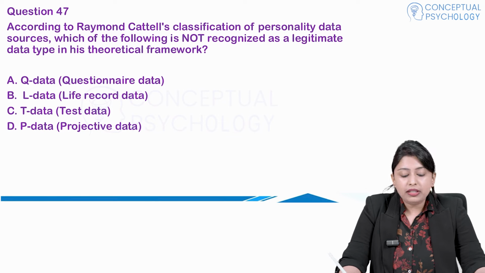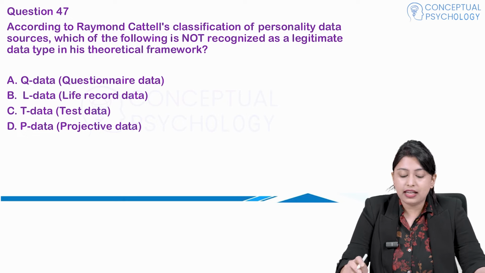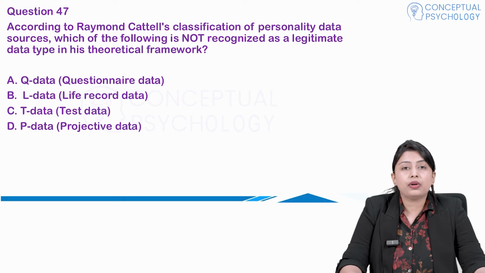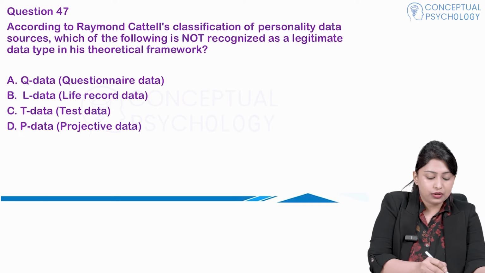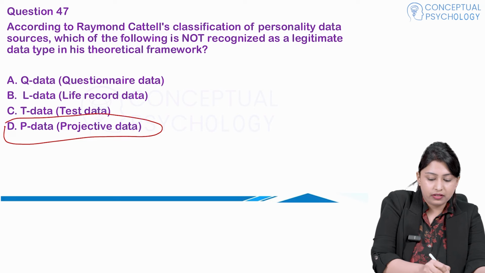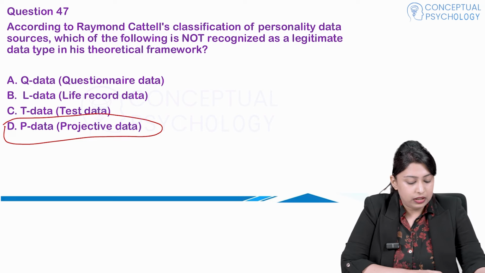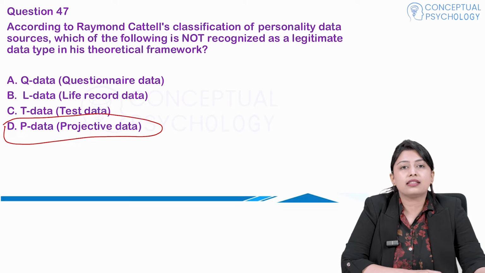Now, according to Raymond Cattell's classification of personality data sources, which of the following is not recognized as a legitimate data type in his theoretical framework? Is it Q data, L data, T data or P data? So here in 16PF, we do not look at P data. It is not recognized as a legitimate part of Raymond Cattell's classification system for personality data sources.